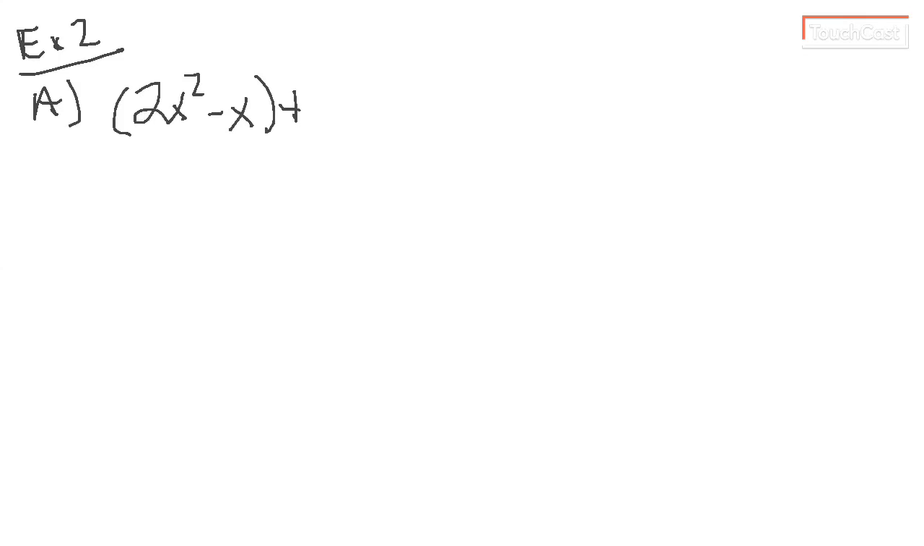Now let's look at what we would do if we have to add or subtract a polynomial. So example 2A, we're going to look at 2x to the 2 minus x, and we're going to add to that x squared plus 3x minus 1.